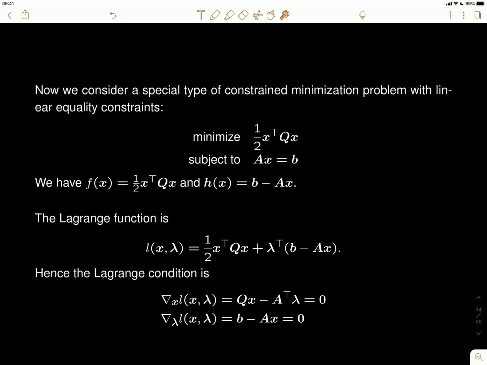So the Lagrange function will be f of x plus lambda transpose times h of x. And the Lagrange condition is the gradient with respect to x, and then the gradient with respect to lambda. For the second, it's just h(x) itself, which is equal to 0. For the first, let's take the gradient of this with respect to x. As we can see, the first term gives us just Qx. And for the second term, we have lambda transpose times A in front of x. So we take the derivative with respect to x of A transpose lambda times x. This is like a vector multiplied by x, so that's why the derivative will be just this. So the first one gives us this equal to 0. Now we need to solve for x and lambda from here, where Q, A, and b are given.